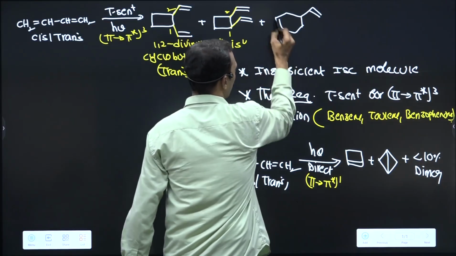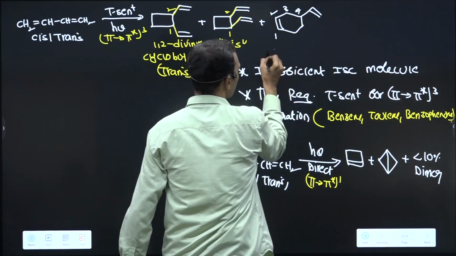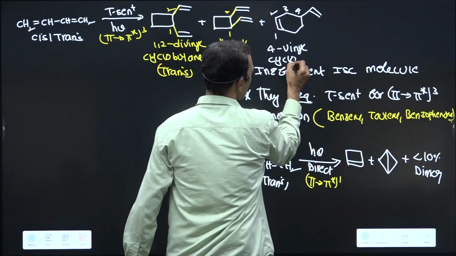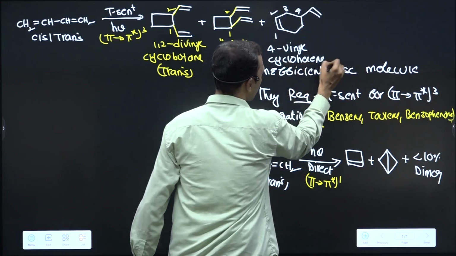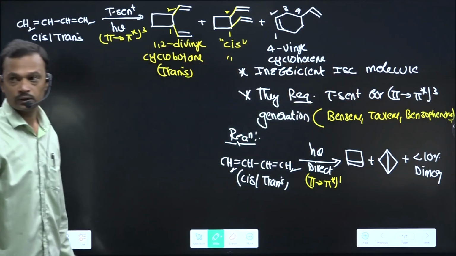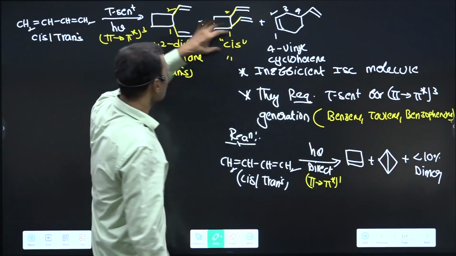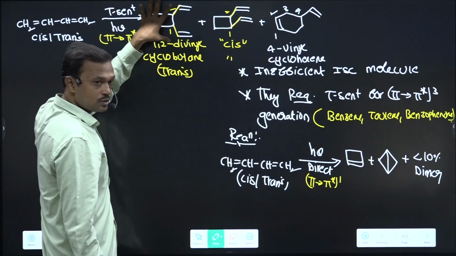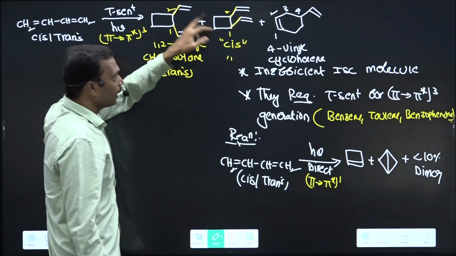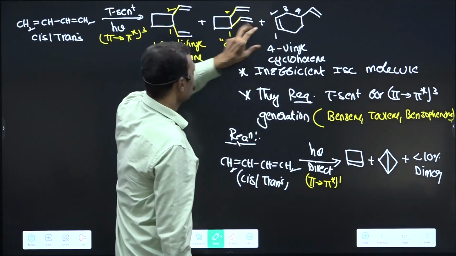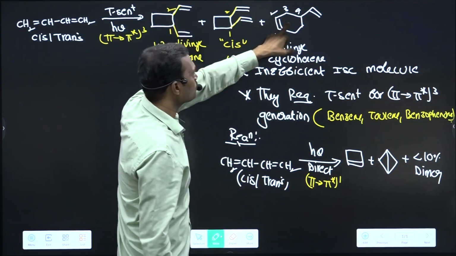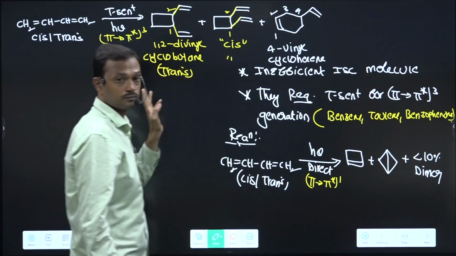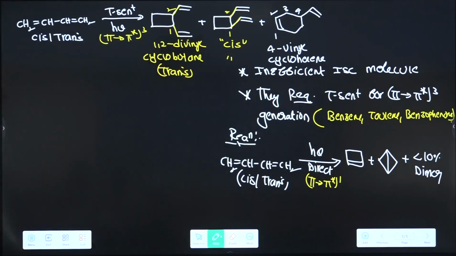Now this is called 1, 2, 3, 4. It is very, very important. 4-vinyl cyclohexene. This decides, always remember which is major. Trans is major. Always this is major. Okay? These two are minor. This percentage is decreased by this formation. If this formation increases, this percentage decreases.